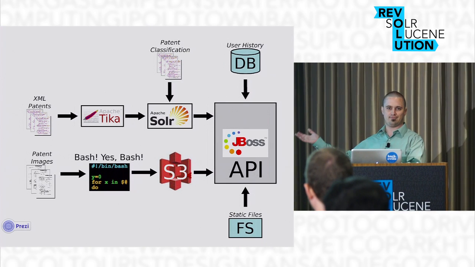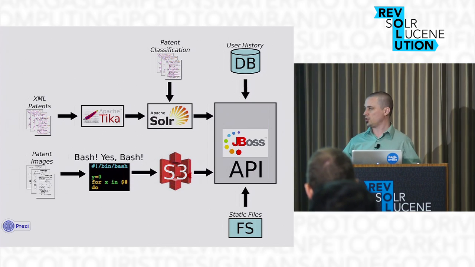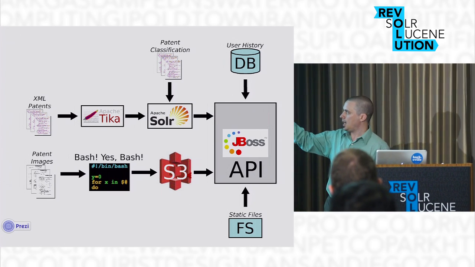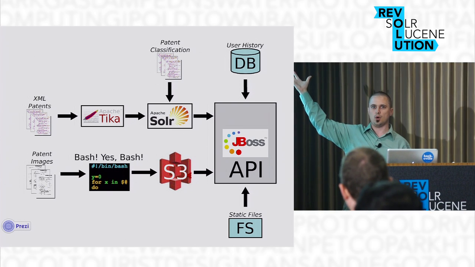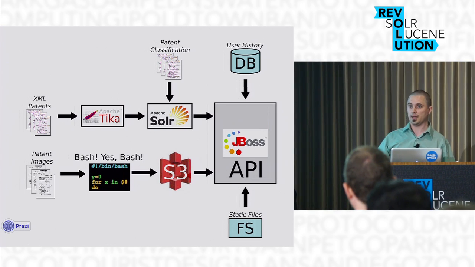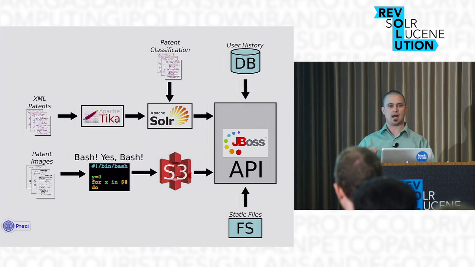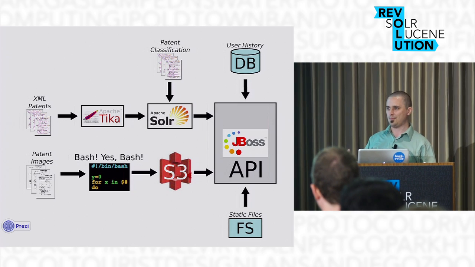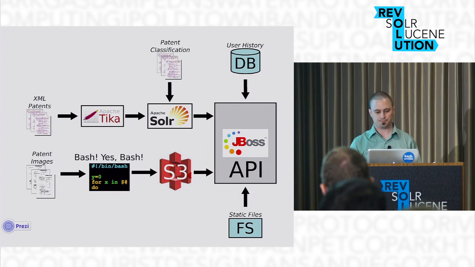So this is a rough architectural overview of what the project was. Like I said, we do end-to-end search applications. So on one end of the spectrum, we had our patents in XML that we pushed through Tika and put into Solr. Classifications was another very large part of that. Classifications at the Patent Office are very complex. The classifications file by itself is about 100 megs of text, which is just hierarchies of how things work together. Patent images got pushed through bash pipes into S3, and is all served up by a JBoss API.